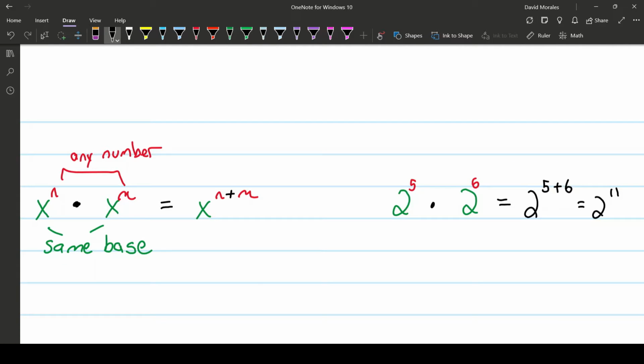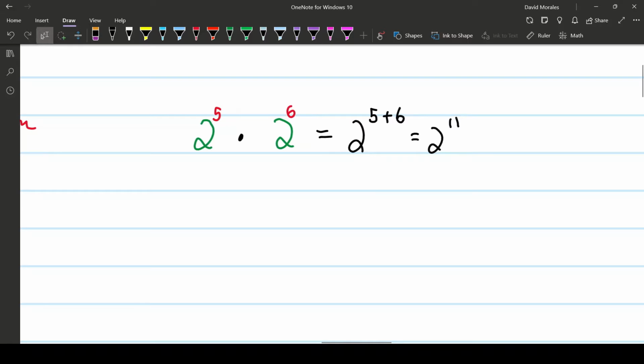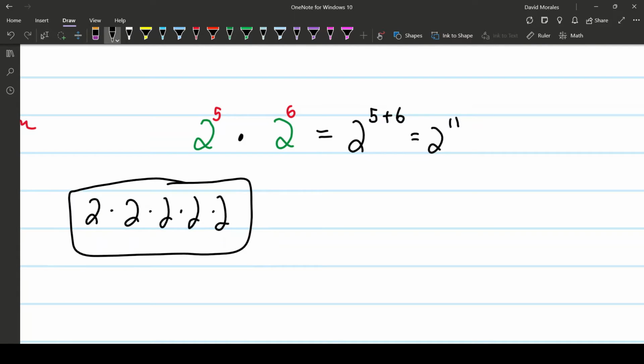Now, how does this work? I'm going to go ahead and zoom in here. If I were to spread this out, 2 to the 5, what is 2 to the 5? 2 to the 5 is really a repetition. 2 to the 5 is the same as 5 2's. I have 5 2's multiplying each other. That's what 2 to the 5 means.